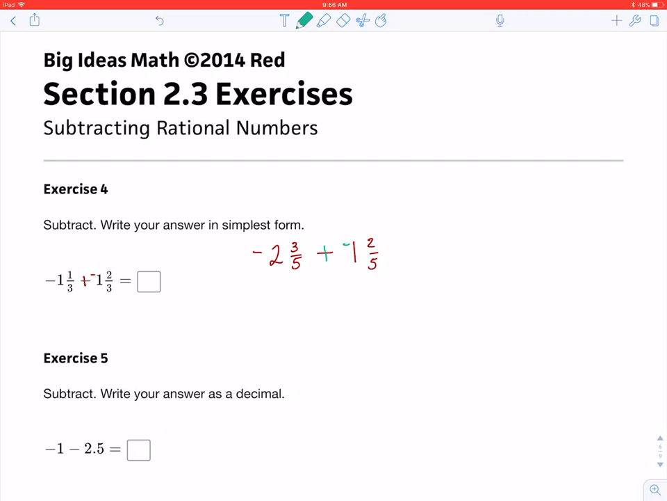And so because they're the same sign, they're both negative, I'm going to be adding the numbers, same sign, add and keep. So you're going to keep the sign. So negative 2 3/5 plus negative 1 2/5.